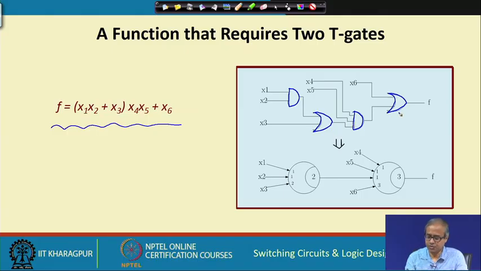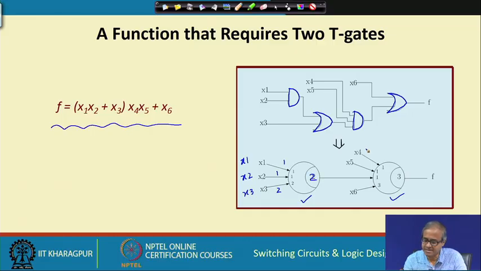Now, what we are showing here is that using threshold logic gates, you can have 2 threshold logic gates to implement the same function. So, you can actually verify that it works. I leave it as an exercise for you. For the first gate, the inputs you are applying are x1, x2 and x3. The weights are 1, 1 and 2 and the threshold is 2.